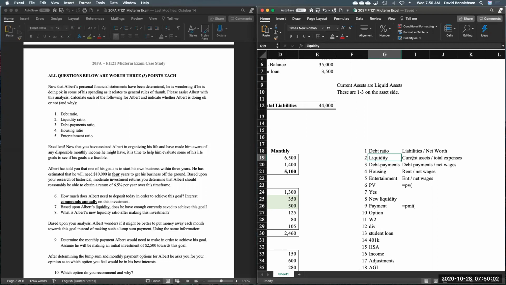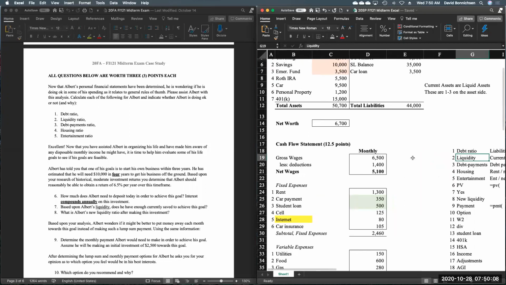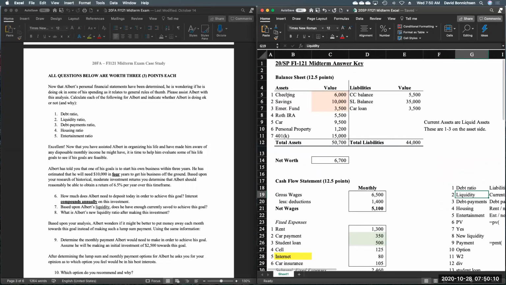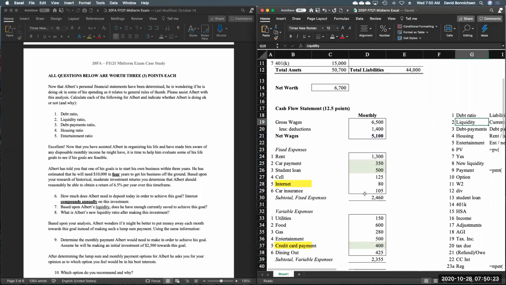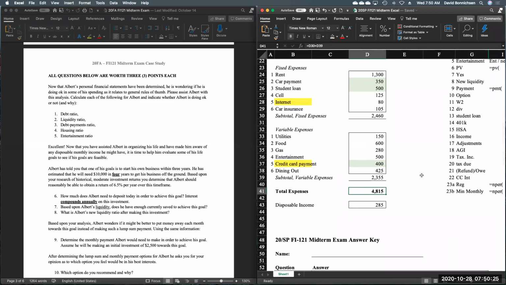Current assets. Well, if we remember from the calculations from the balance sheet, current assets are only our liquid assets, and our liquid assets are only our checking, savings, and emergency fund. Okay, those are our liquid assets, right? So the liquidity ratio is the sum of the current assets divided by your total expenses.